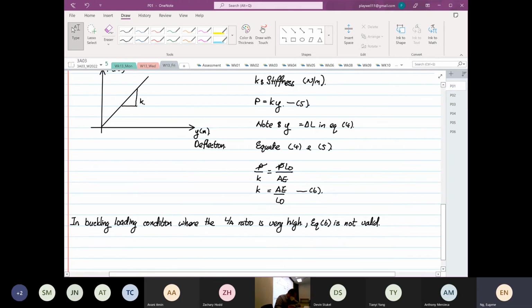Why is that? Why is it not valid? This is because the deformation, or why is it not valid? Okay, why is it not valid?